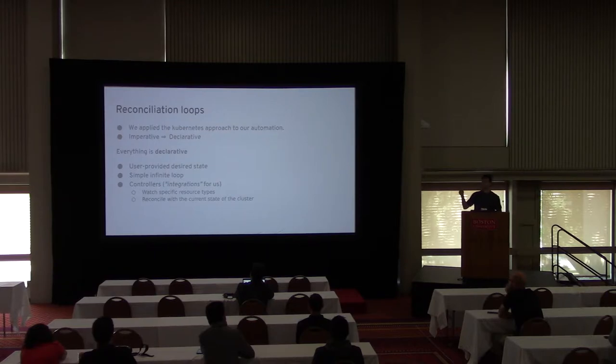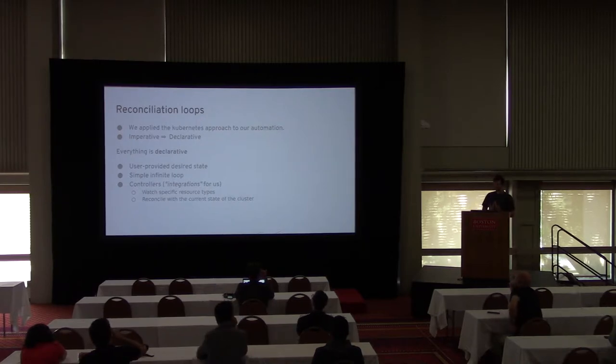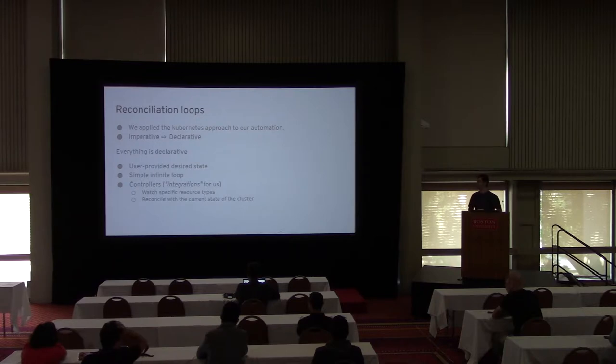In Kubernetes, the same thing happens. The user provides the desired state, which resides in etcd. There is a simple infinite loop that repeats again and again, and controllers, which in our GitOps setup we call integrations, watch specific resource types like replica sets, and they deal with the differences. The user wants a replica set with 7 pods, but there are only 6 pods, so I have to deploy a new pod. It reconciles the state.